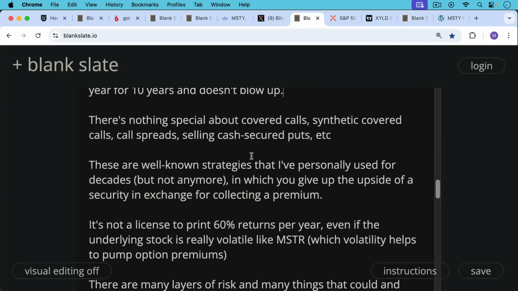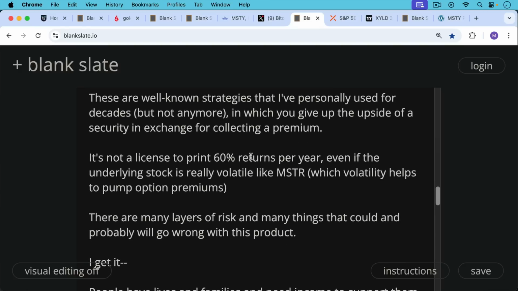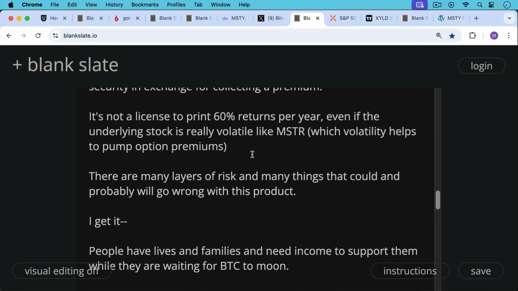This is true even if the underlying stock is really volatile like MSTR, where of course the volatility helps to pump option premiums, because when you have high realized volatility or high expected volatility, that increases options prices. This is just basic Black-Scholes. Now, there are many layers of risk and many things that could and probably will go wrong with this product, with MSTY.